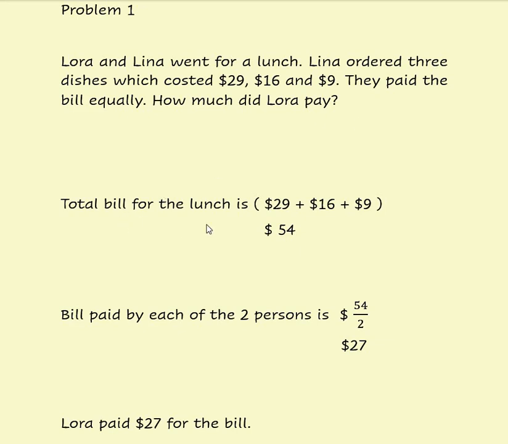Total bill for the lunch is the sum of $29 plus 16 plus 9, which gives us $54. Bill paid by each of the two persons: we have to divide this amount by 2 because there are two persons here. So 54 divided by 2 is $27. So this is the amount each person needs to pay for the bill.